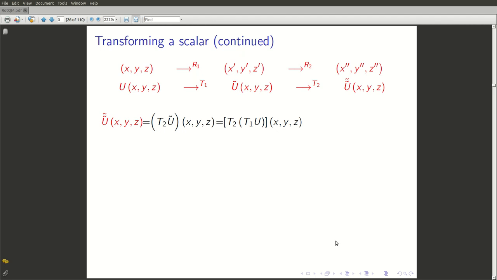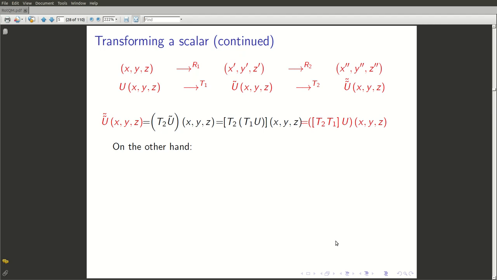The way we define composition of transformations, or what we usually call product of transformations, is simply one transformation gets to act after the other. So this thing, T2 acting on T1 u, is denoted simply by T2 T1, the so-called quote-unquote product transformation, acting on u. So u double tilde at xyz is nothing but T2 T1 u acting on xyz.